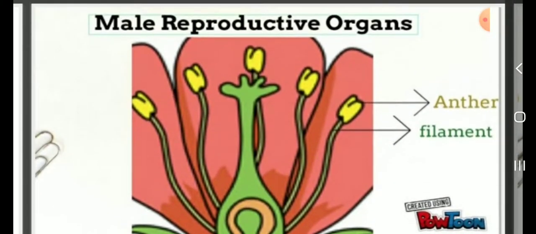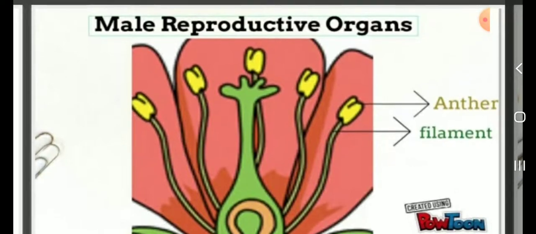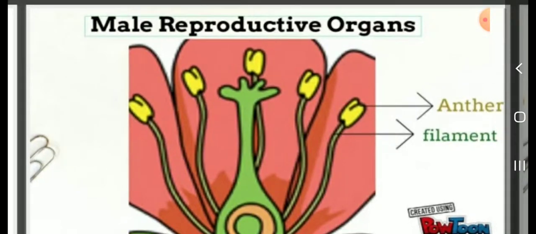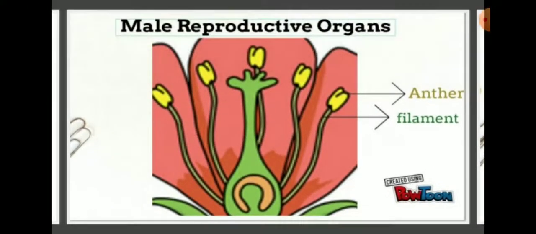Listen, students. Male reproductive organ. This is a flower. Male reproductive organs: anther, then filament. Anther and filament are the male reproductive organs. Don't forget, students.